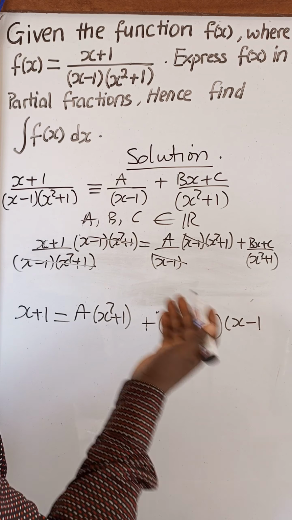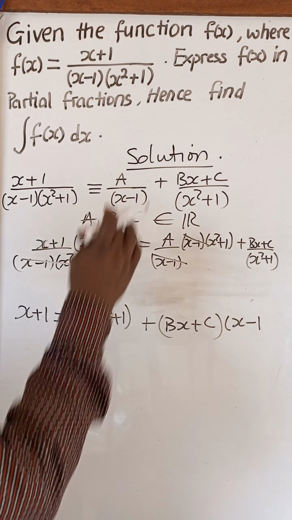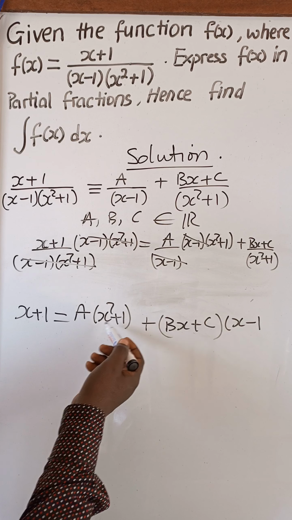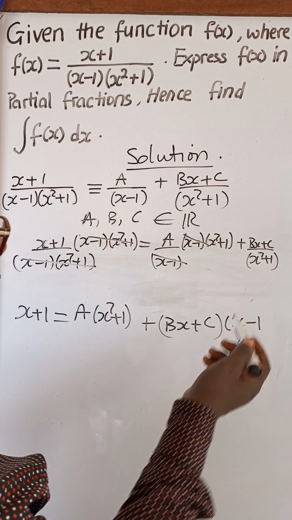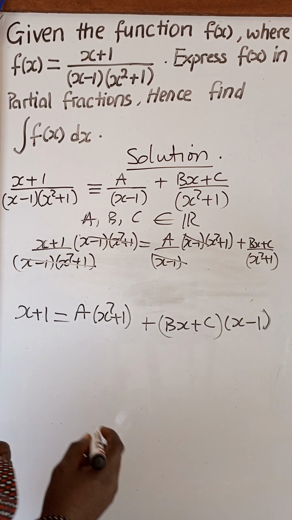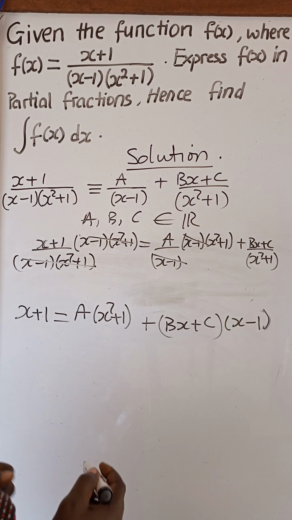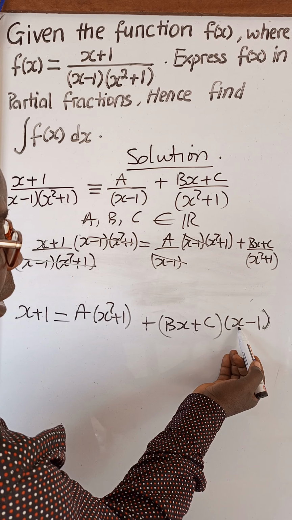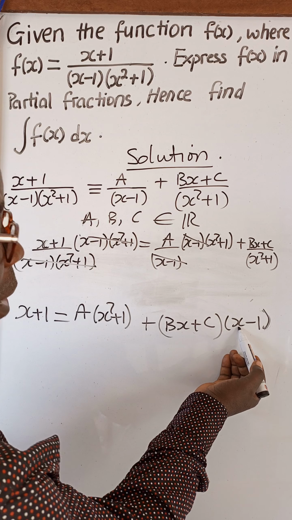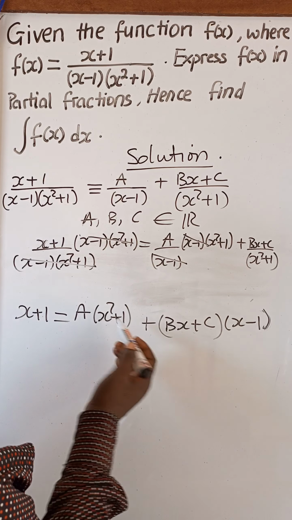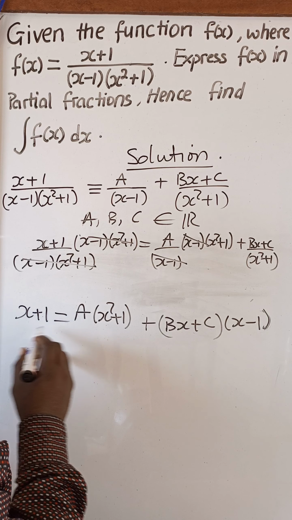And so this is working all right. So we've seen how we progress from here to this point. So we have x plus 1 is equal to a into x squared plus 1 plus bx plus c into x minus 1. Now how do we get the constants a, b, and c? If we look at this expression very well, we see that if we put x to be 1, this is going to give us 0, and 0 multiplied by all of this will be 0. That will enable us to calculate the value of a.